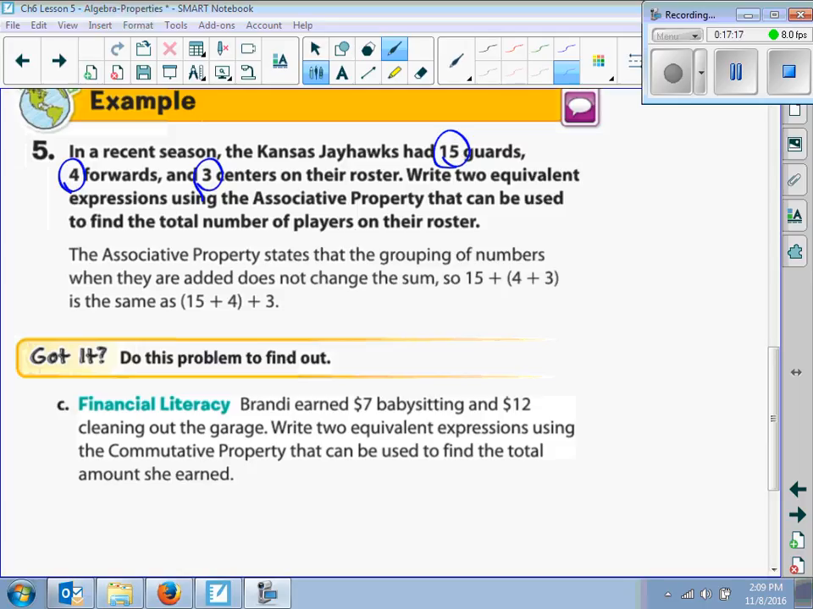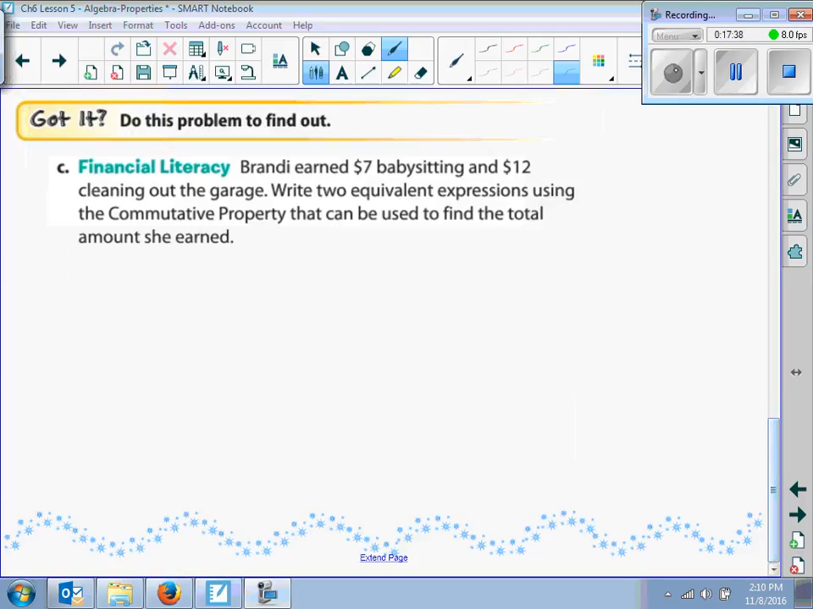And then you can check to see if they are equivalent. Okay? So 4 plus 3 is 7. Plus 15 is 22. Over here we have 15 plus 4 is 19. Plus 3 is 22. So they had 22 players on their roster.